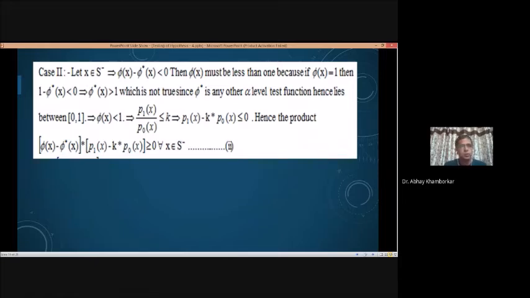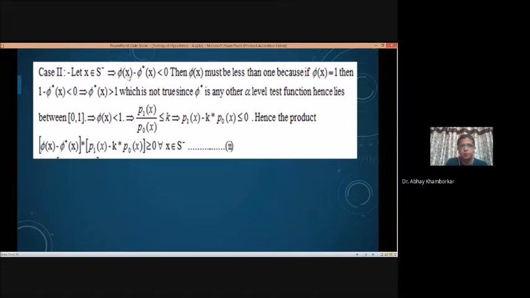Here x belongs to s minus. So according to definition of s minus, now we have phi of x minus phi star of x less than 0. Right? So as soon as I say that this particular difference, that is phi of x minus phi star of x, is less than 0, then phi of x must be less than 1. Why it must be less than 1? Because if phi of x equal to 1, this is the maximum value of phi of x. If phi of x equal to 1, then 1 minus phi star of x less than 0.